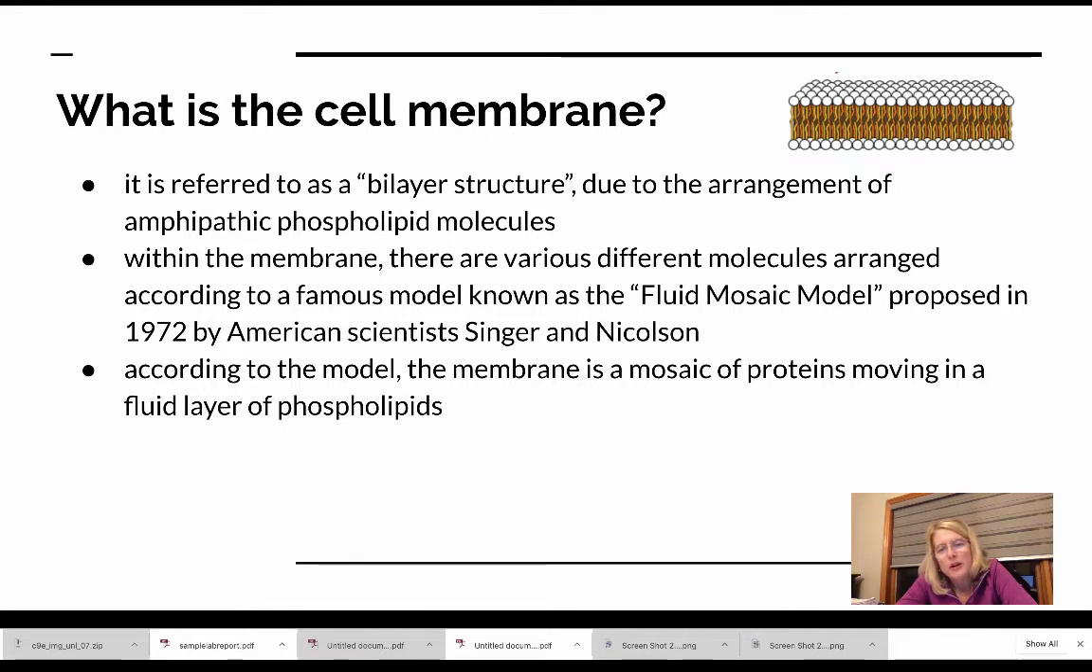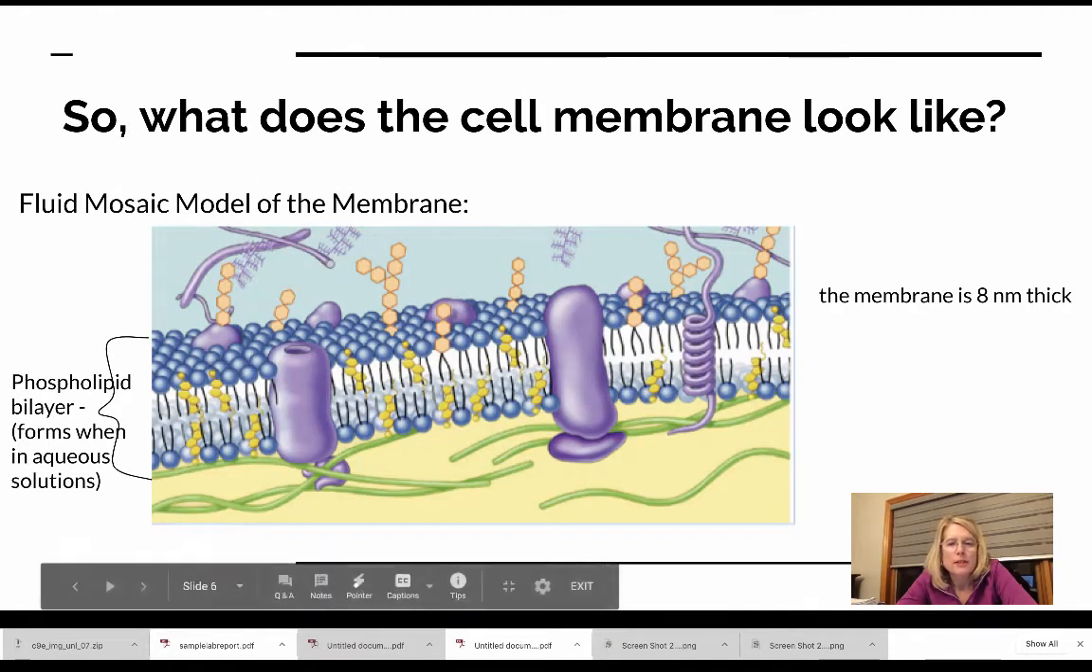And the fluid part, I want you to really remember that this membrane is dynamic. It's in motion. It's moving all the time. So it's a fluid layer of phospholipids that these other components are going to be embedded in. So let's take a look. What does the cell membrane look like? Here it is. Here's the fluid mosaic model.